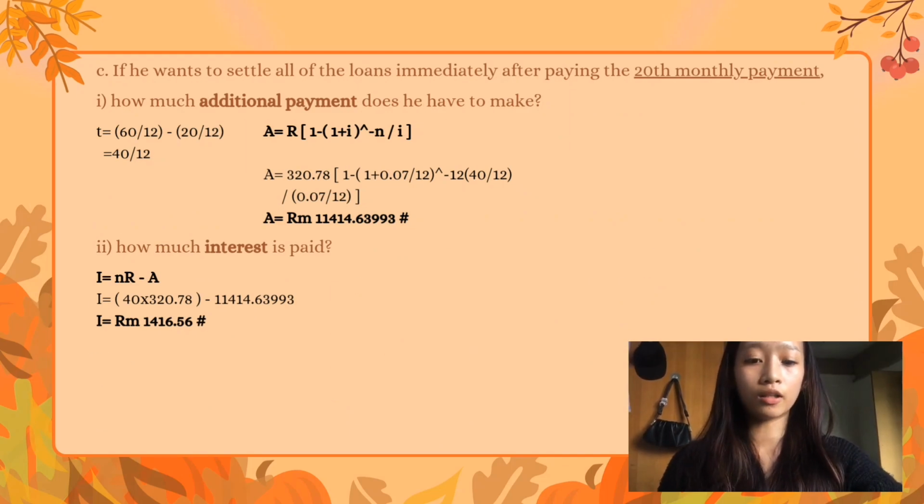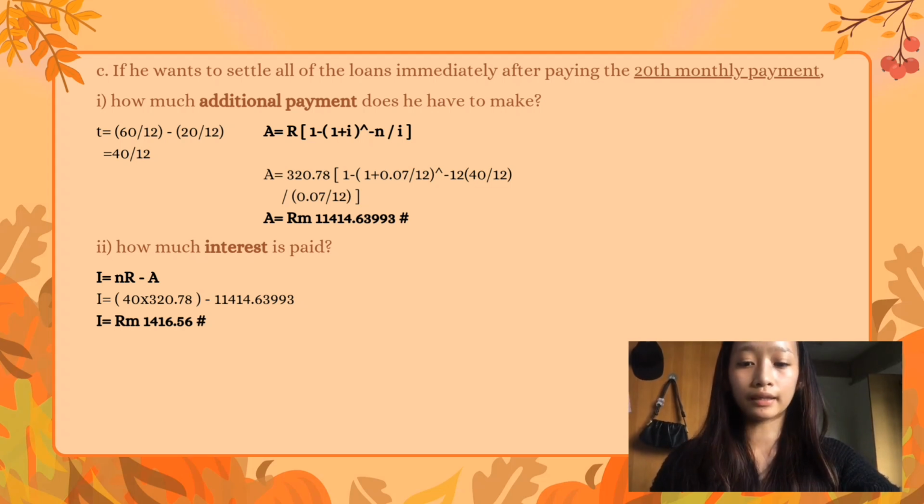Next question is C. If he wants to settle all of the loans immediately after paying 20 monthly payments, how much additional payment does he have to make? The previous question said 60 monthly payments, so we deduct the 20 monthly payments and get 40 monthly payments. In this question, we use formula A and substitute all of the information into this formula. At the end, we get A equals 11,414.63993.